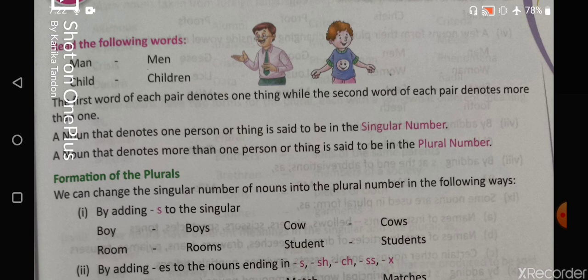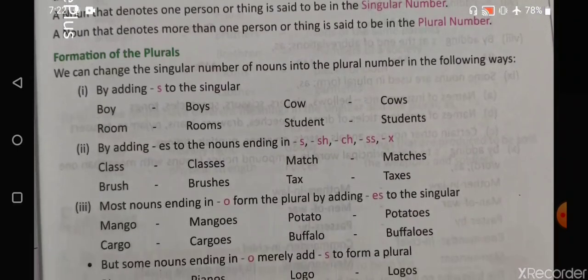There are some rules which we have to follow in order to change singular nouns to plural nouns. First one is by adding s to the singular. It is simple. We just have to add s to the spelling, in which boy becomes boys, room becomes rooms.